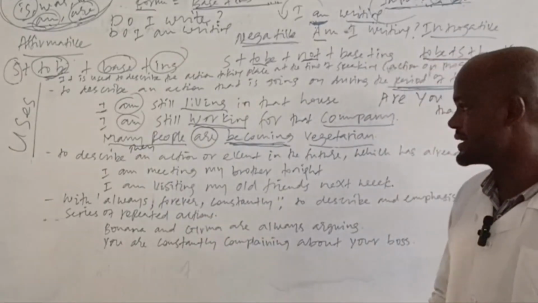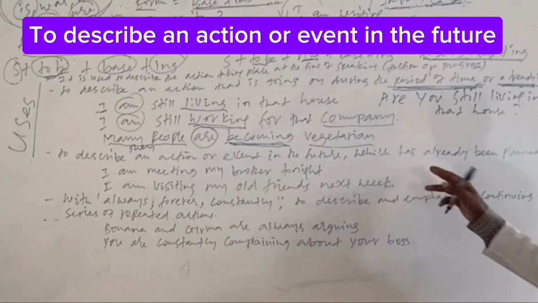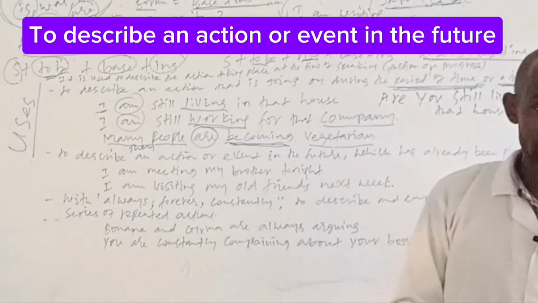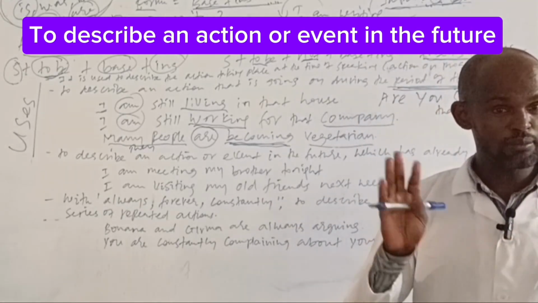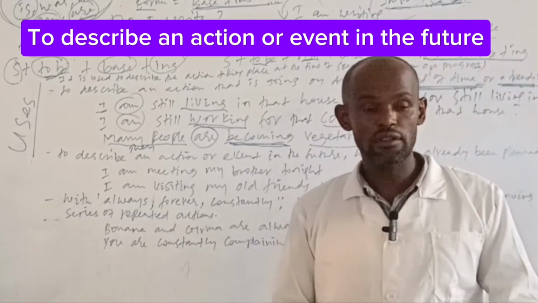The issue is to describe an action or event in the future which has already been planned. It is an action in the future, but not something unknown or unplanned. Already planned, but it is in the future.